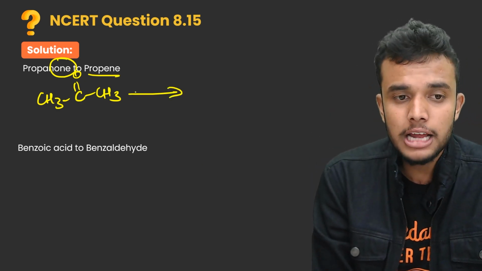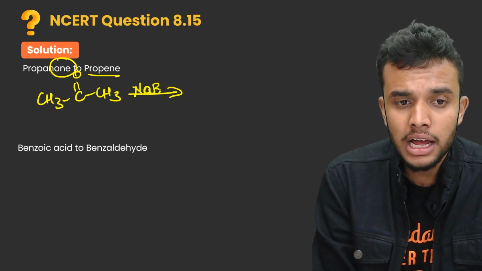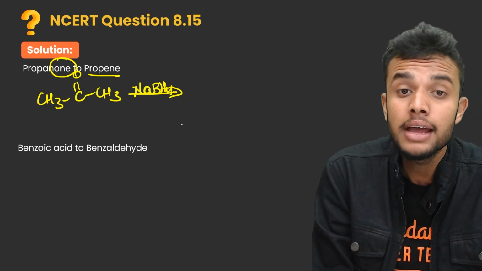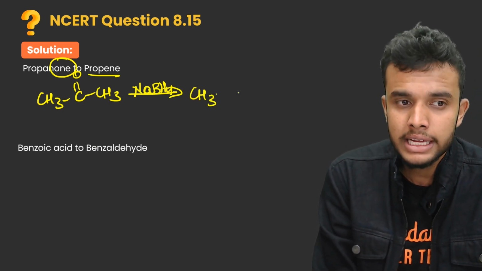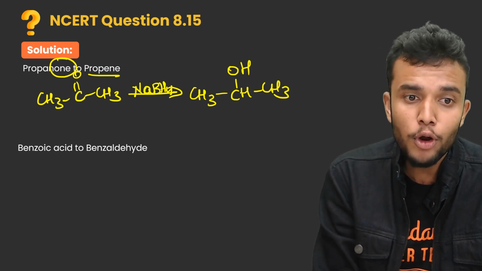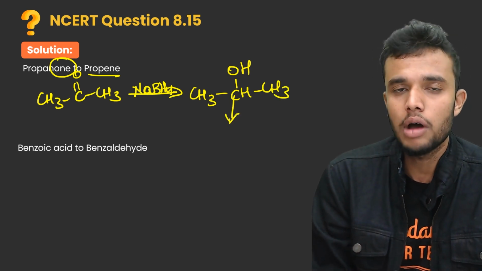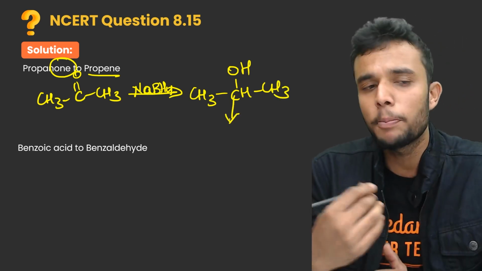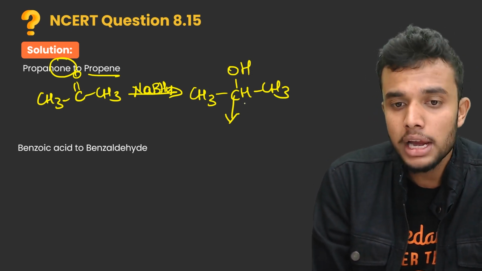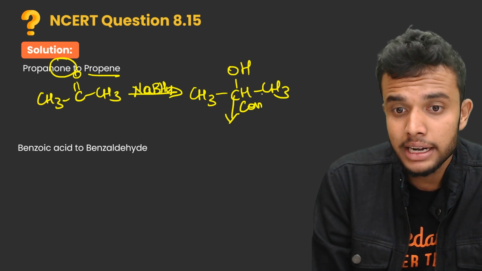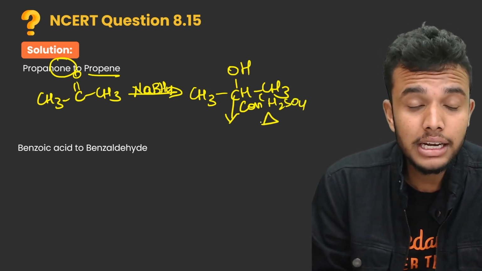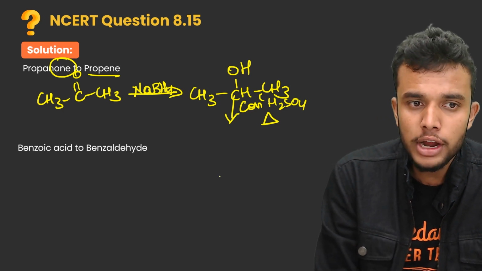Next, we need to convert it to a double bond alkene compound. First step, propanone undergoes reduction using NaBH4 or any reducing agent. What does it yield? It yields the alcohol group, CH3CH(OH)CH3, but we need propene. From alcohol we can easily obtain propene, right? Alcohol undergoes reaction in the presence of concentrated H2SO4 to yield the propene compound.